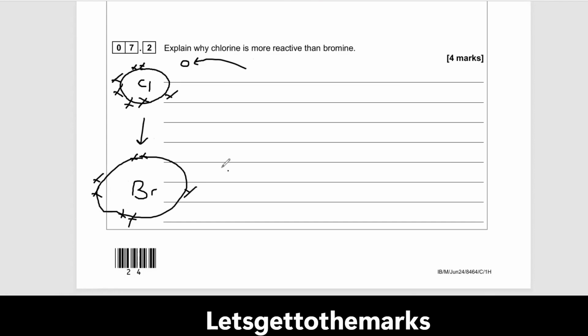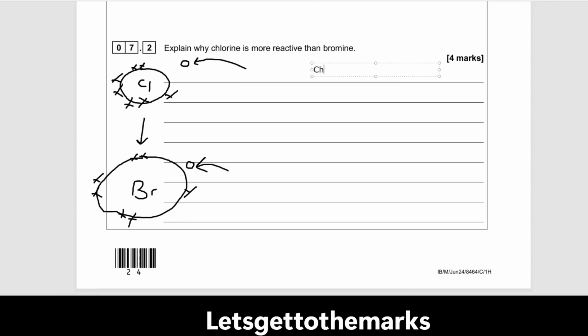Okay, so think about it. They're halogens, they're group sevens, they're trying to steal electrons. Why is it easier for chlorine to steal an electron than bromine? Think about what's going on in the middle. Think about what electrons are charged with and see if you can construct an answer for 4 marks. Have a go. Okay, I'm going to go through the answers.